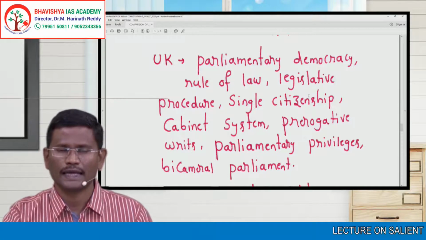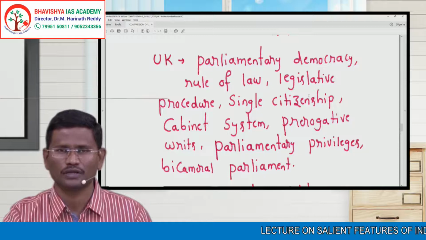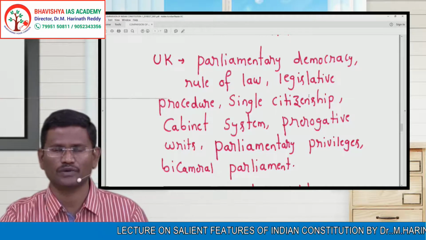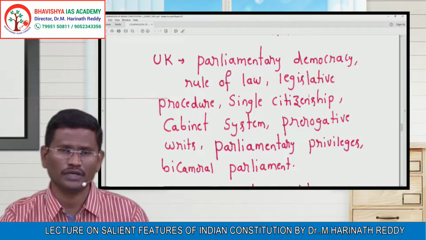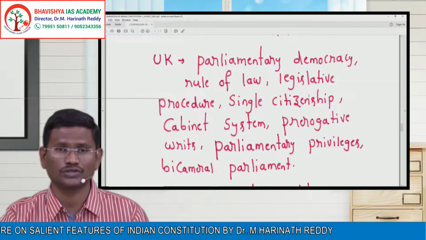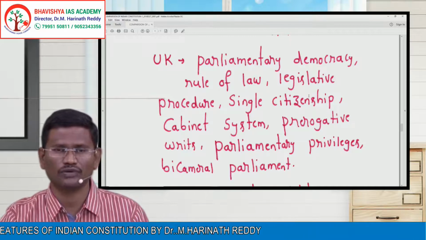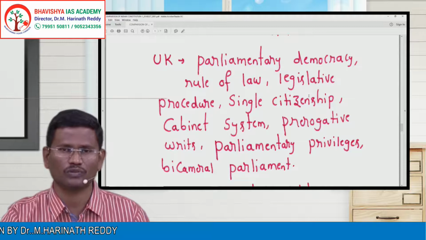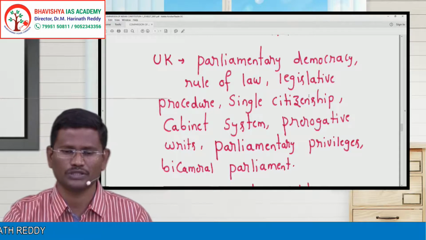And then cabinet system of government. The executive power is conferred on a group of individuals, called the cabinet system of government. And the decisions have to be taken by the cabinet collectively. So the principle of collective responsibility, the principle of cabinet system of government, we borrowed from Britain.